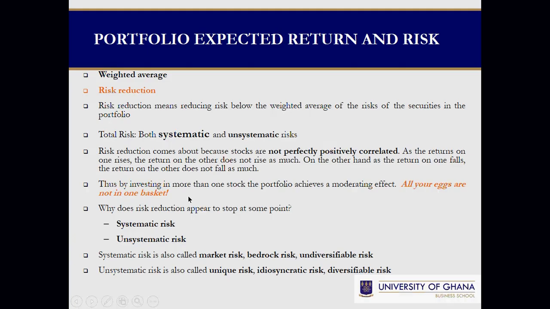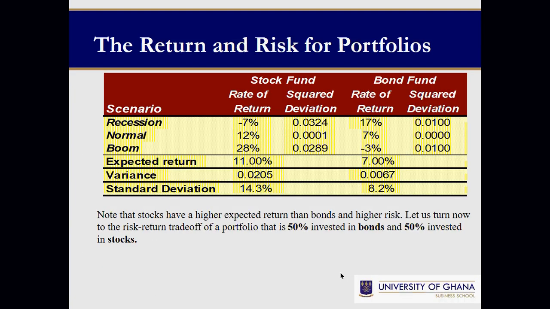By investing in more than one stock, the portfolio achieves a moderating effect. All your eggs are no more in one basket. Why does risk reduction appear to stop at some point? So we have systematic and unsystematic risk. Systematic risk is also called market risk, bedrock risk, or undiversifiable risk, meaning you can't even fly away from it. Unsystematic risk is also called unique risk, idiosyncratic risk, and diversifiable risk. So now look at it.